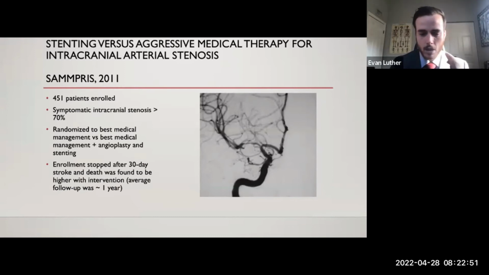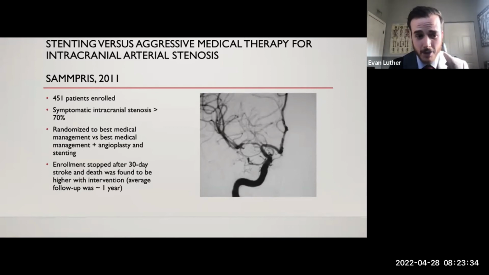But the really large trial that evaluated the endovascular intervention for these patients was the SAMMPRIS trial. It was stenting versus aggressive medical therapy for patients with intracranial atherosclerosis. They enrolled 450 patients, so relatively small, but this is a relatively rare disease state compared to carotid stenosis. They had to have symptomatic intracranial stenosis greater than 70%, meaning either an ipsilateral stroke or persistent symptoms in that ipsilateral hemisphere. They were randomized to best medical management versus best medical management plus angioplasty and stenting.